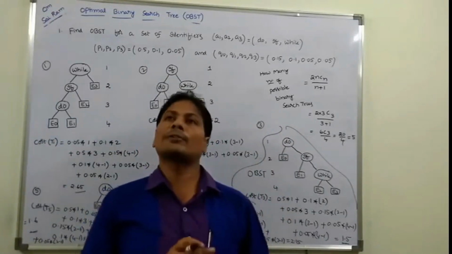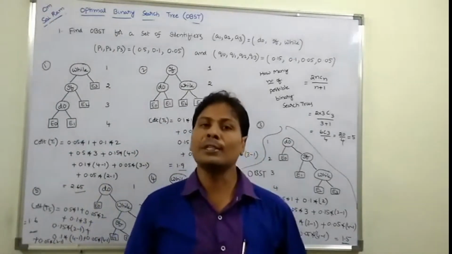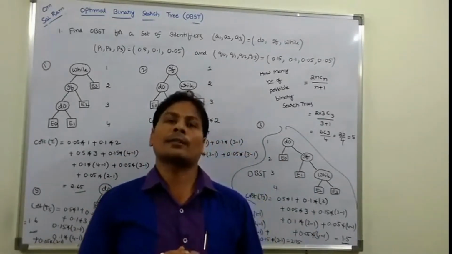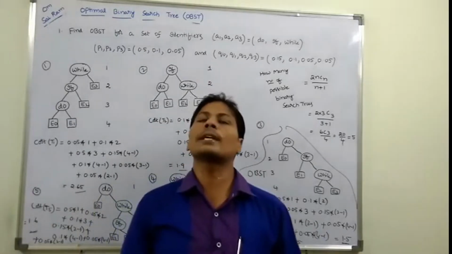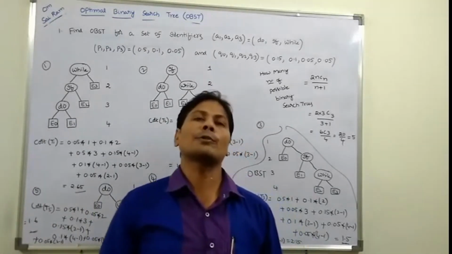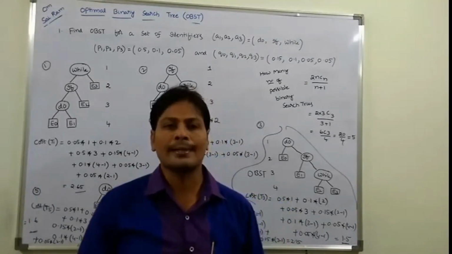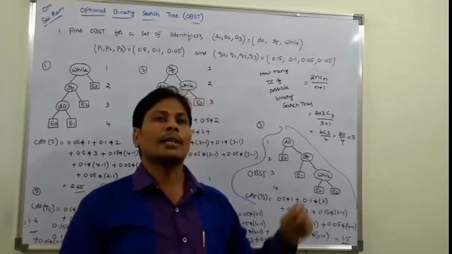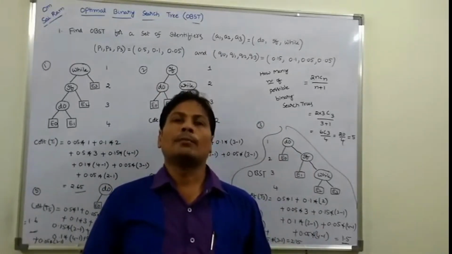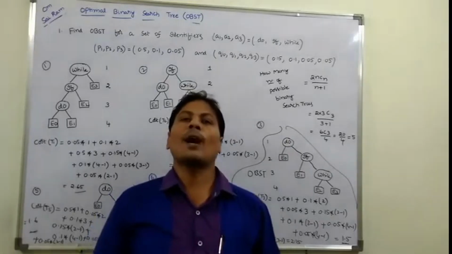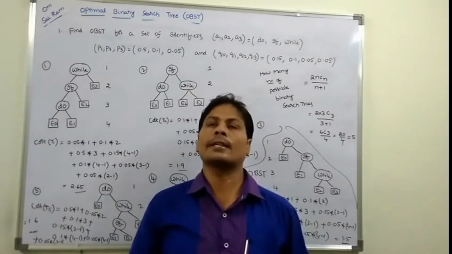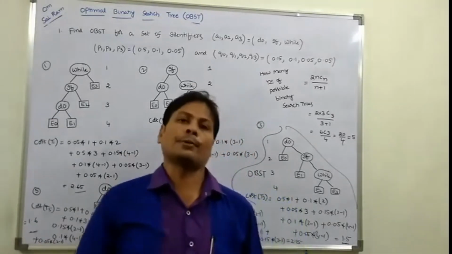If n value is equal to 4, it is very difficult to draw all the binary search trees and find out the cost. So at that time, we are using dynamic programming. By using dynamic programming, we have to find out the optimal binary search tree directly without constructing all possible binary search trees. How to find the optimal binary search tree for the given identifiers using dynamic programming is discussed in the next video.